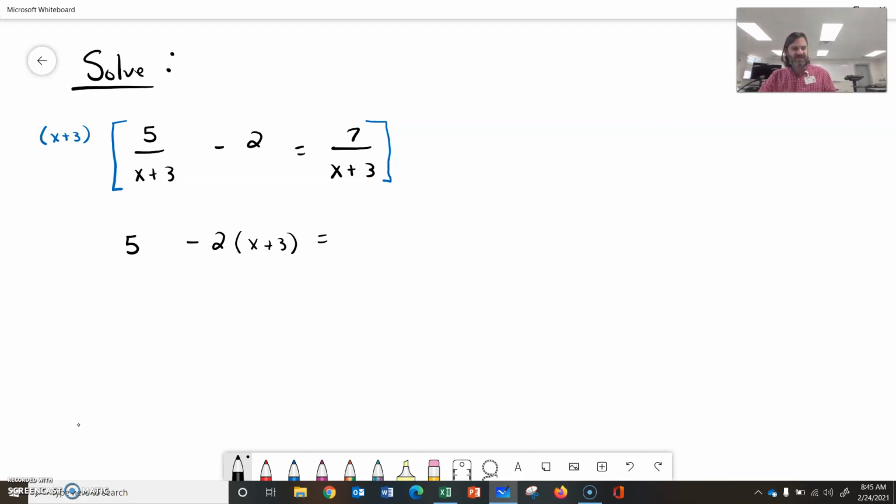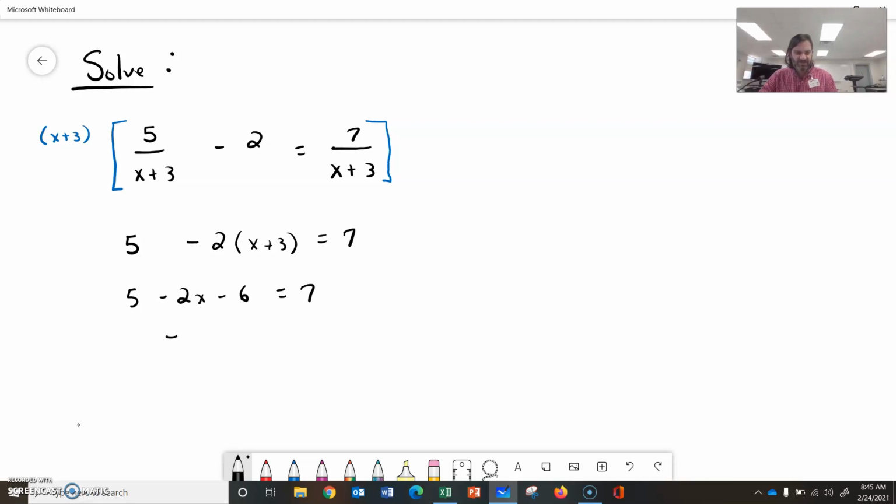And then on the right hand side, the 7 will stay, but the x plus 3 that I'm multiplying by will cancel out the x plus 3 in the denominator. So just by multiplying by that common denominator, we now have an equation with no fractions. Okay, it means we're going to have to check our answer in the end, or at least look at it. But it will make solving it a lot easier. So I'm going to go ahead and distribute things. So I'll have 5 minus 2x minus 6 equals 7.